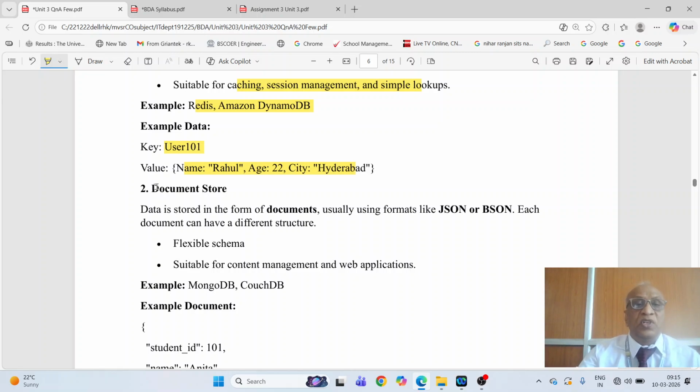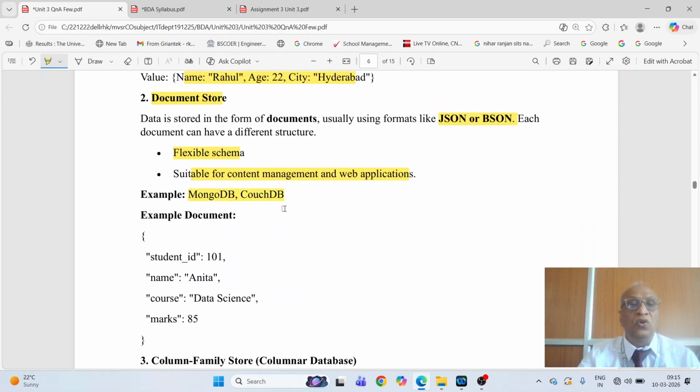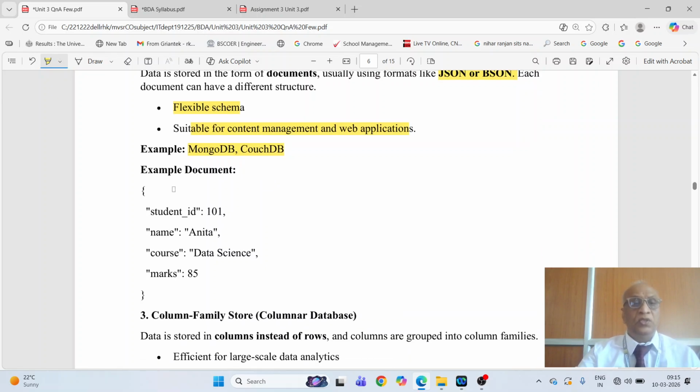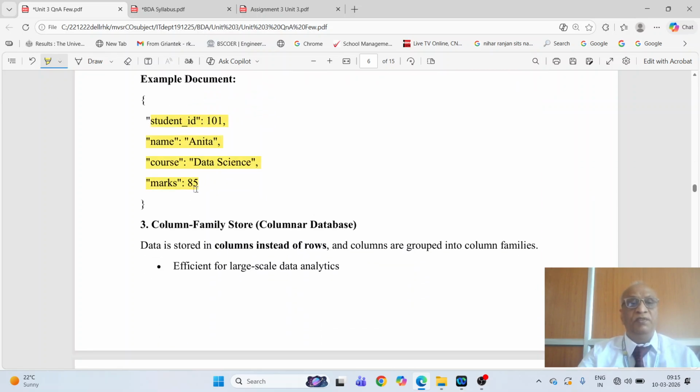The other data model is document store. The formats used are JSON or BSON. They have flexible schema. They are suitable for content management and web applications. Examples are MongoDB and CouchDB. So this is the way the data will be stored.